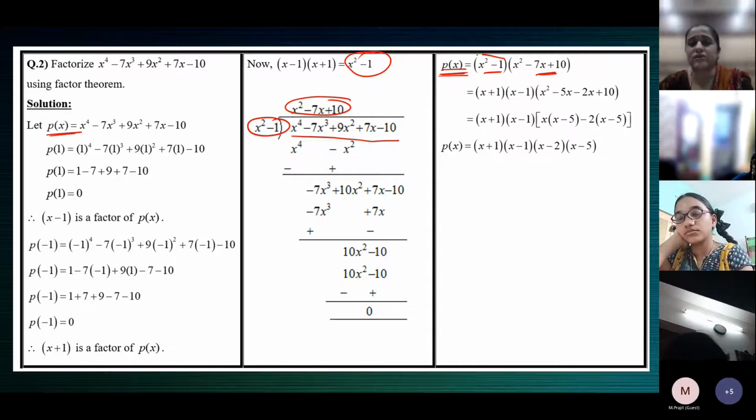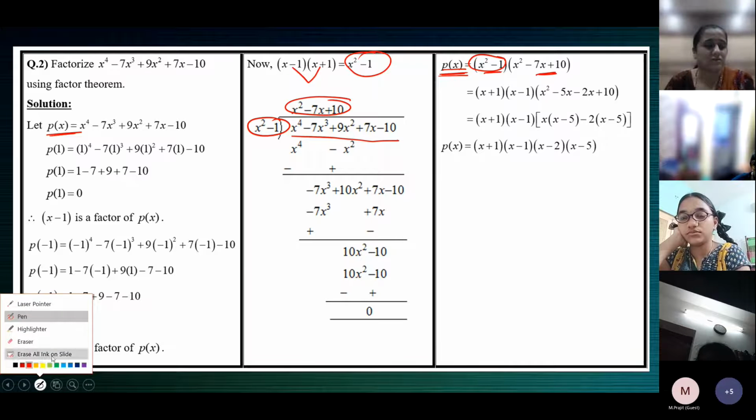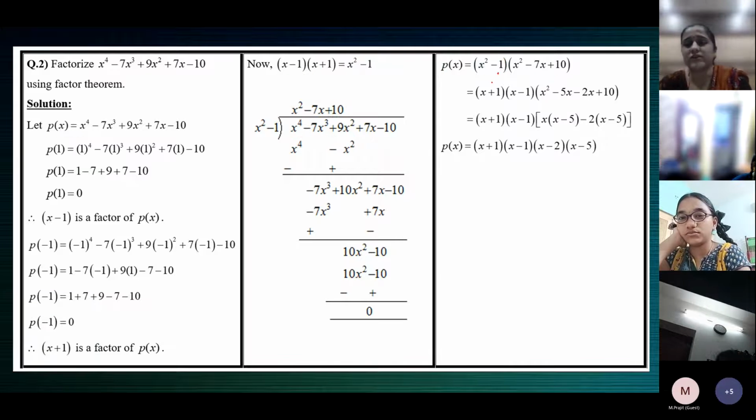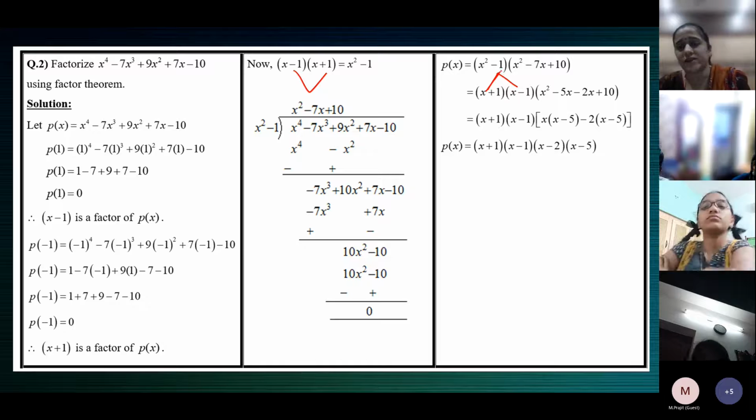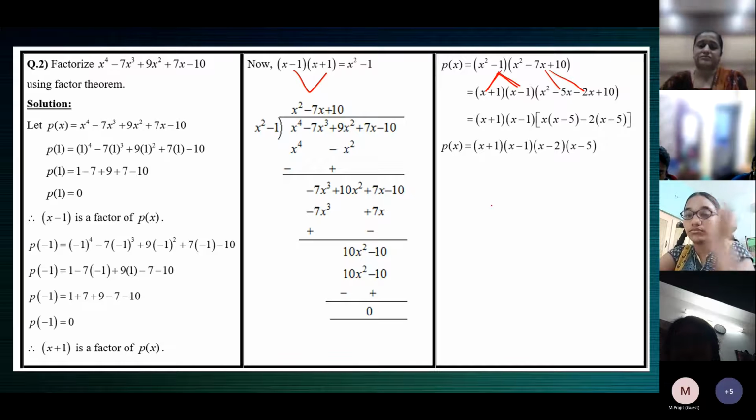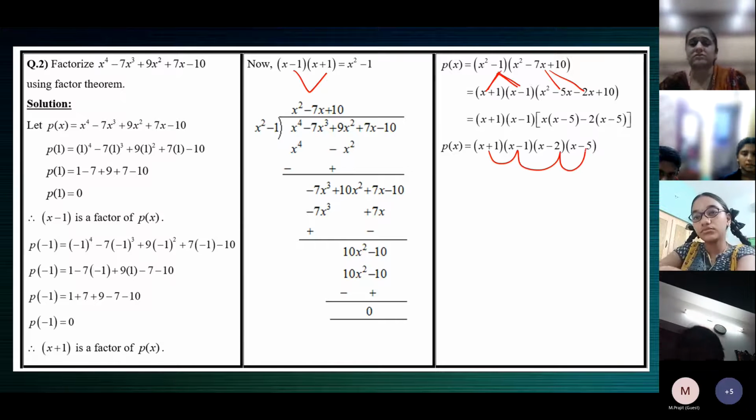Now x square minus 1, you should factorize. What are the factors? X plus 1 and x minus 1. So you don't have to again do the procedure. You can straight away factorize x square minus 1 as x plus 1 into x minus 1. When you multiply them, you get x square minus 1. Then how do you factorize the other one? By splitting the middle term. And here are the 4 factors.